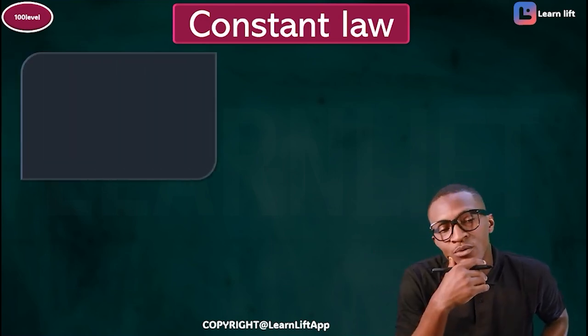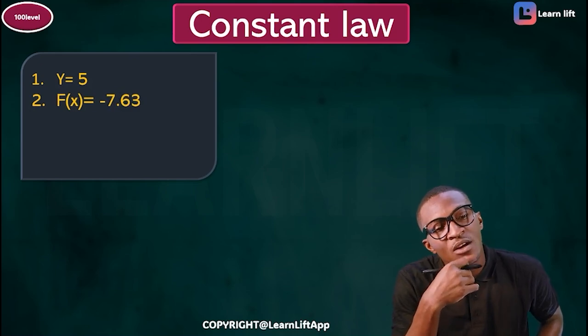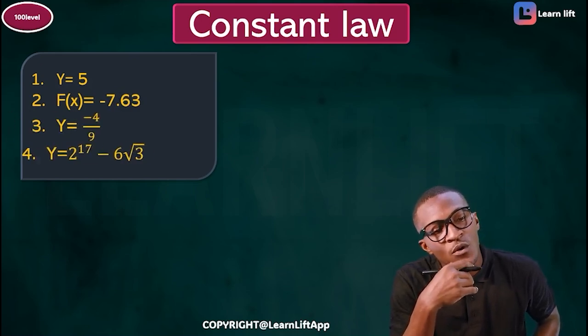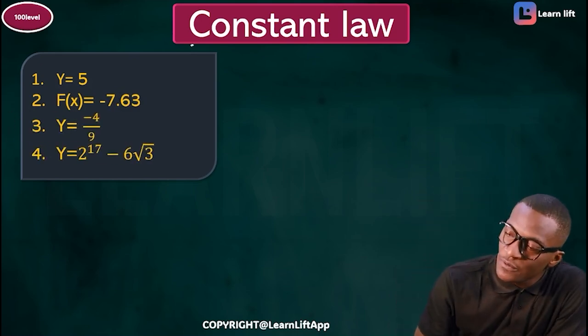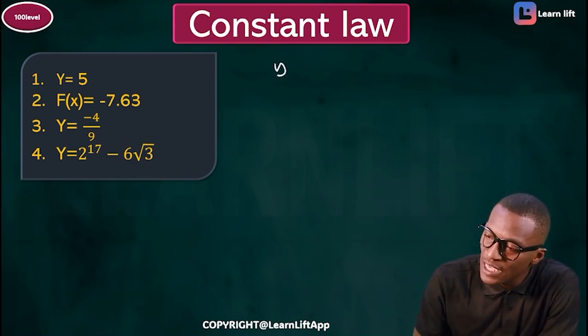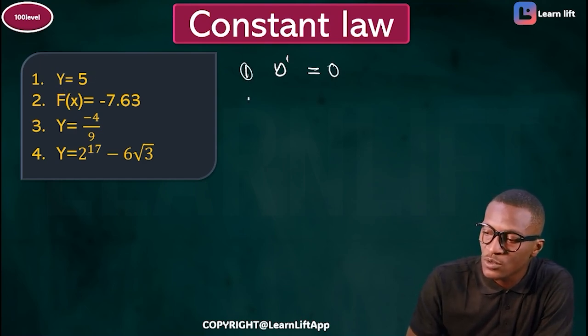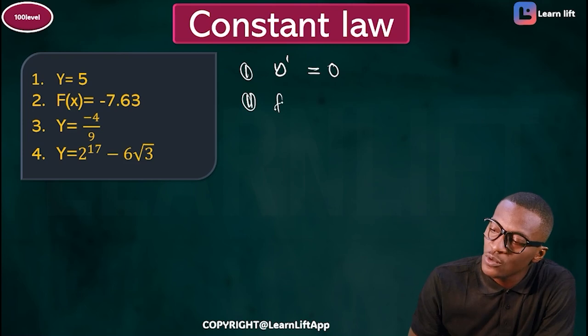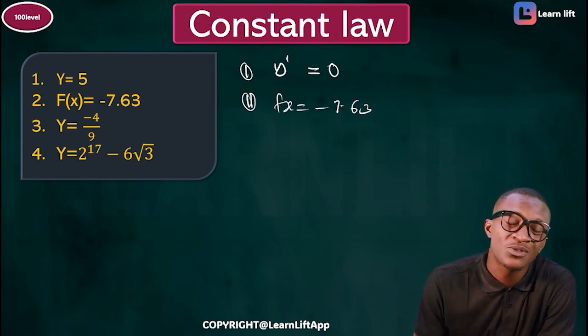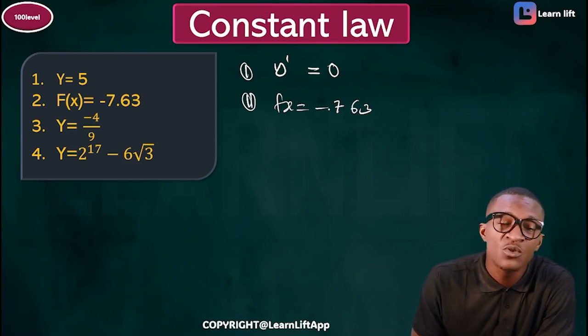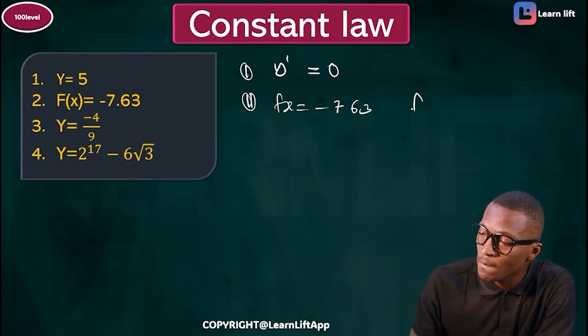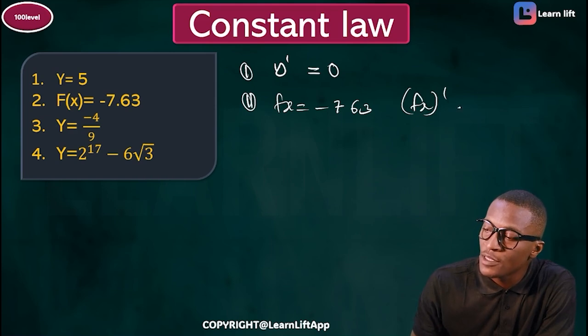So let's give examples. Let's say, for example, we have y is equal to 5, y is equal to 7.3, y is equal to 4, and let's do it very fast. Now, the first one: y prime. Either I say y prime or I say dy by dx. Y prime here will be equal to, is this a constant? Yes. So y prime is 0. The rate of change of a constant is 0. Number 2, f of x is equal to minus 7.63. Is there any unknown attached to it? No. Because there's no unknown attached to it, f prime of x is equal to 0.